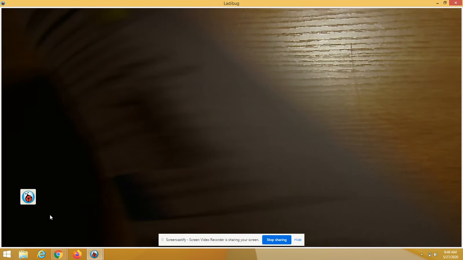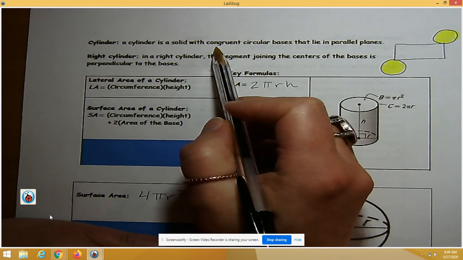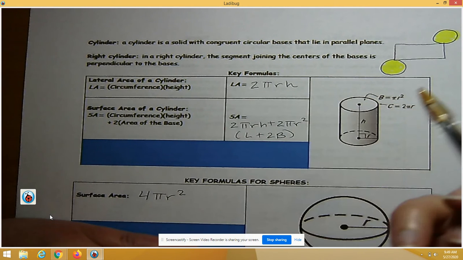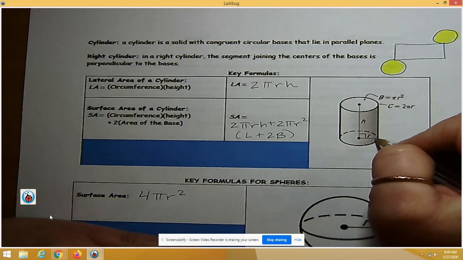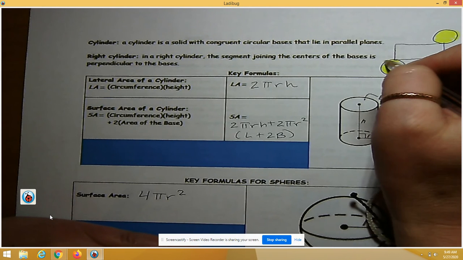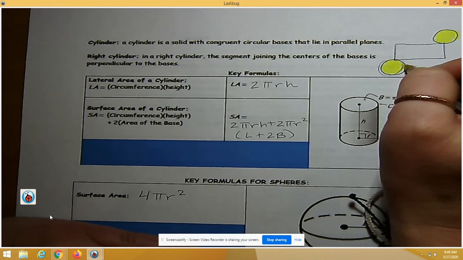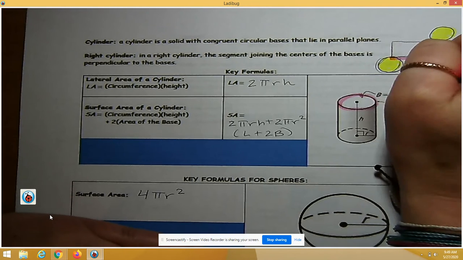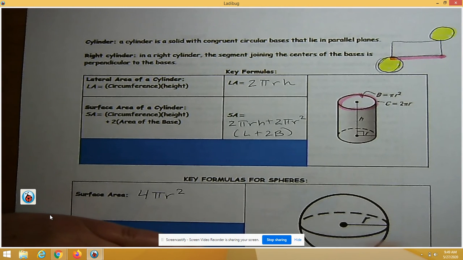When we look at a cylinder, it's the same thing. So a cylinder is a solid with circular congruent bases. If it's a right cylinder, it's just perpendicular, but same idea. So this is your circumference, okay, going around. And if you lay it out, so if I go around here, that is this part here. And then you have your height. The height here, the height there. Okay, so that is your height.